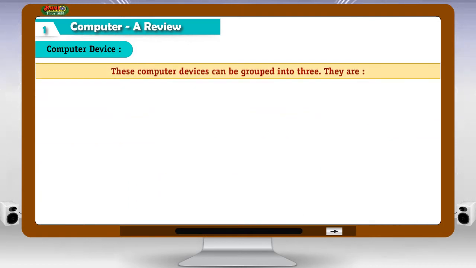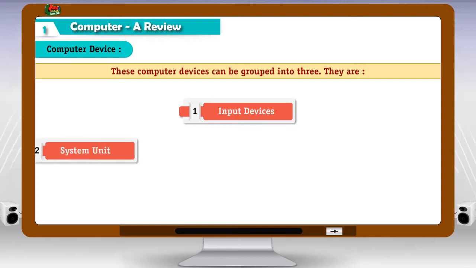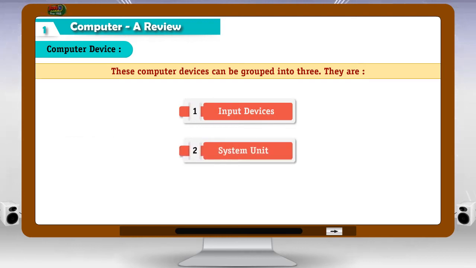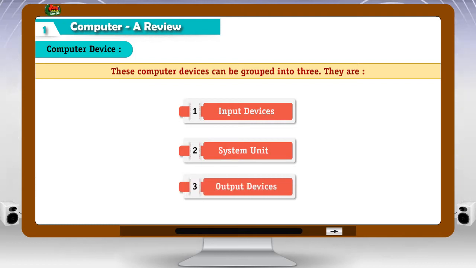These computer devices can be grouped into three. They are: 1. Input devices, 2. System unit, 3. Output devices.